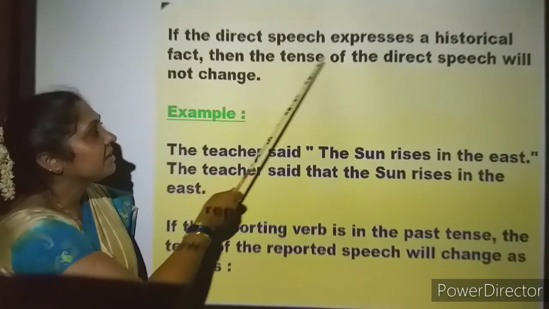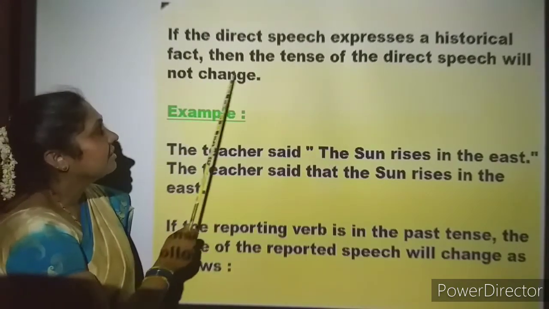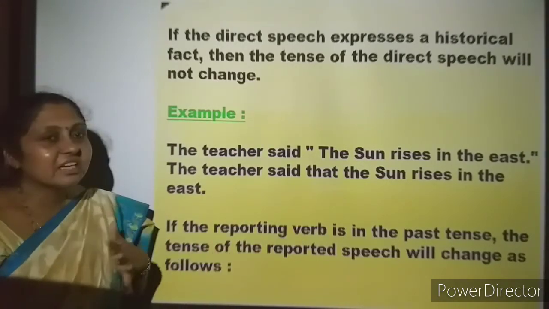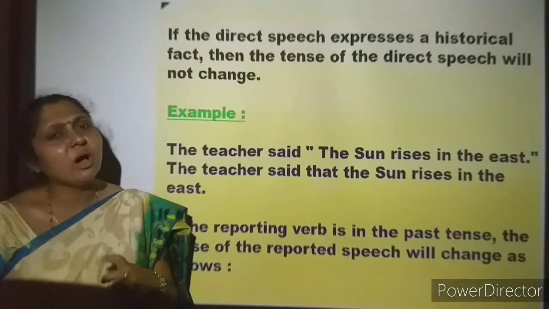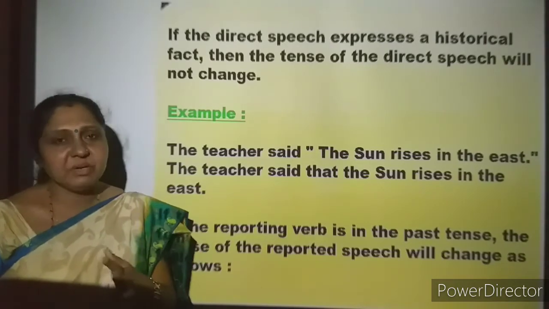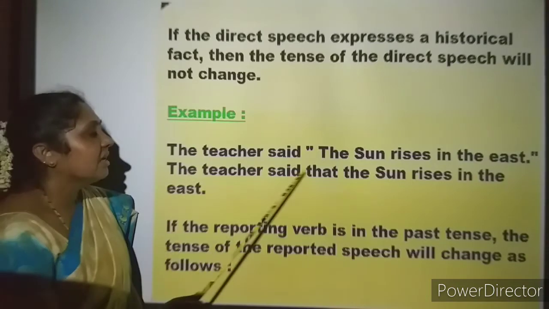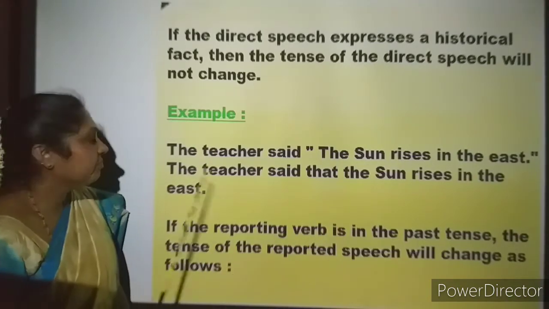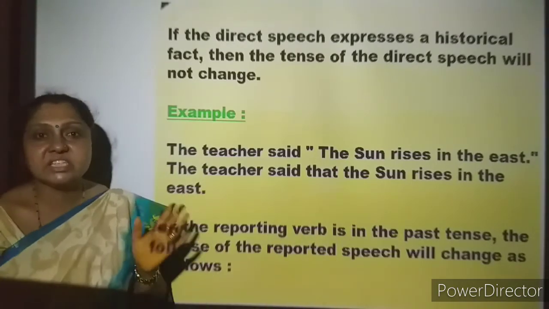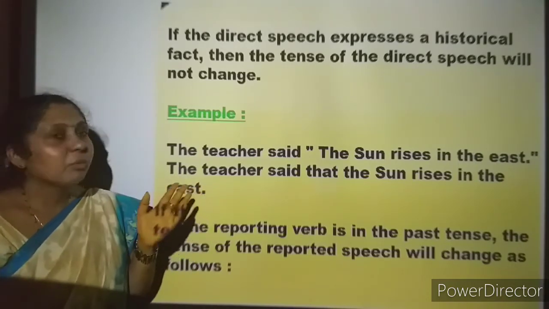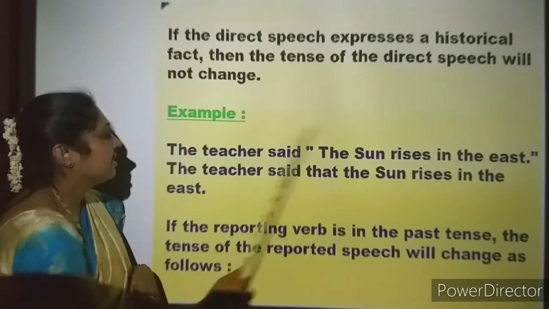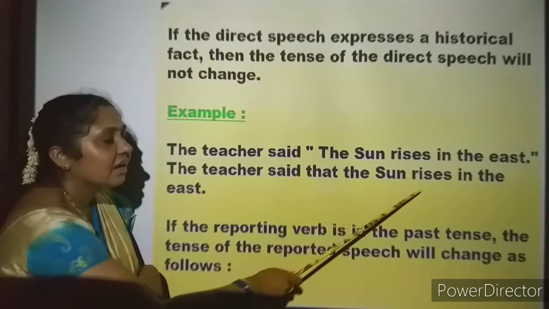If the direct speech expresses a historical fact, then the tense of the direct speech will not change. Again, if the direct speech is telling about a historical fact or any facts, so we are not going to change the tense of the indirect speech. See example, the teacher said, the sun rises in the east. The teacher said that the sun rises in the east. Now we are not changing here. We are not at all changing the tense because it is a fact, universal truth. So the sun rises in the east. The teacher said that the sun rises in the east.